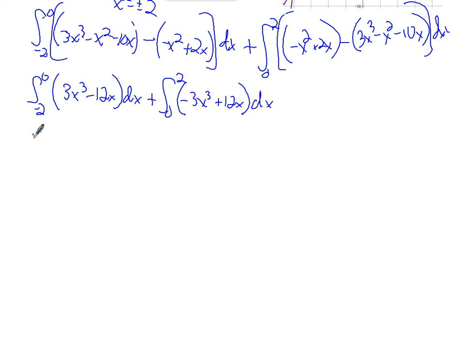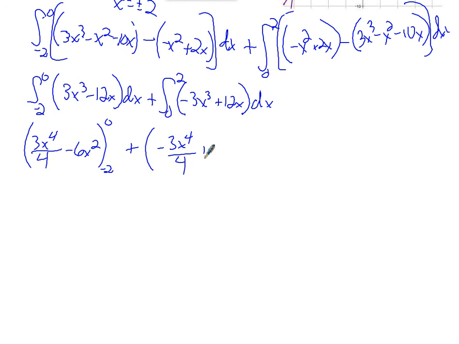Integrate. So we get minus 12x squared over 2, which would be minus 6x squared. That's going from negative 2 to 0. And then, okay, and that's going from 0 to 2.